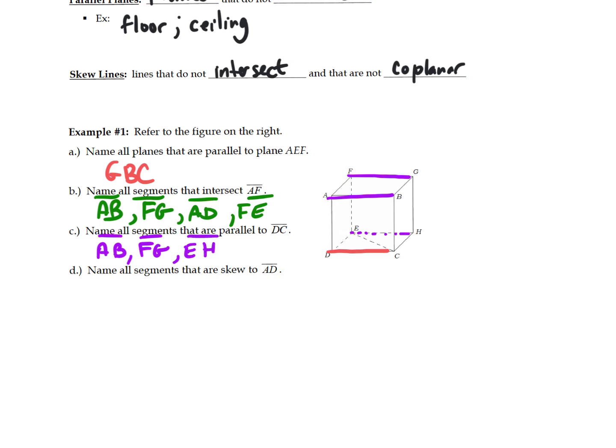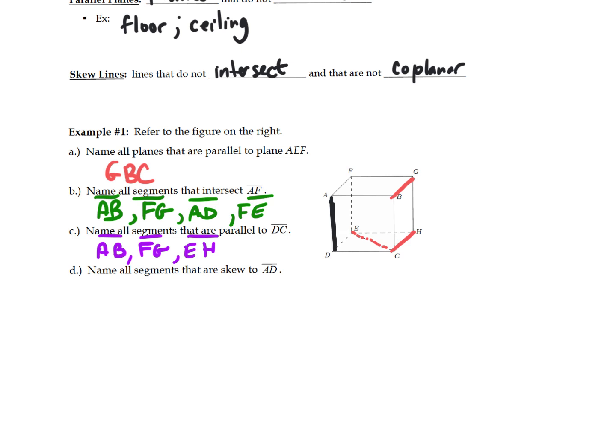Now the last one says name all the segments that are skew to AD. Skew means they're not parallel, but not on the same plane. So here's AD. What are all the lines that are skew? The only one I think is skew is this one. Those won't meet because they're on different planes. Every other one, I believe, will meet. Nope, there's one more. You can have GB, and you could also have CH. Those would all be skew to that one.